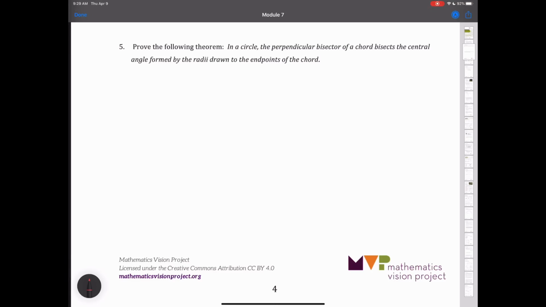So let's draw ourselves a picture, okay? I always find it helpful to draw a picture when I am working on a proof. So here we go. Here's our circle. And it says there is a perpendicular bisector of a chord. So here I'm going to draw a chord, and that's just a line that travels from one point on the circle to another point on the circle. Okay, so there's a chord. I'm going to name these points as well, points A and B.